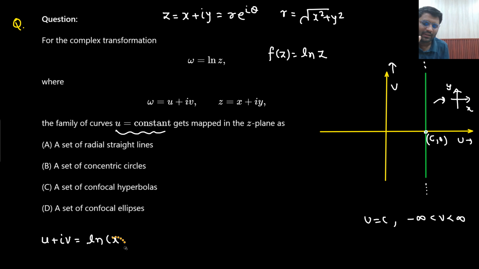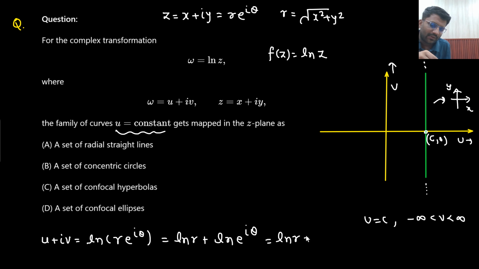So I am putting r e to the power iota theta. What will you get? I will get ln r plus ln e to the power iota theta. I have simply applied ln of a times b. Now ln e will become 1. So what I am getting? Ln r plus iota theta. This we have already seen, right? So your u plus iota v is coming out to be ln r plus iota theta.